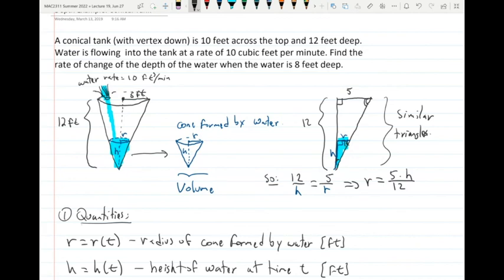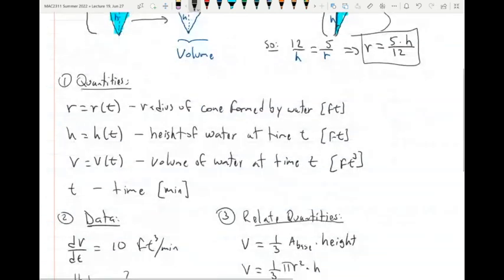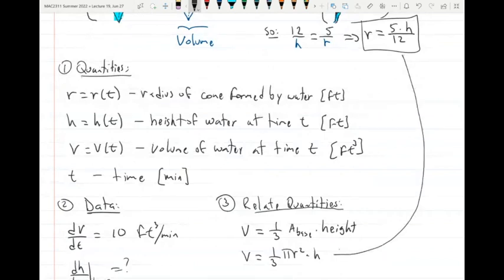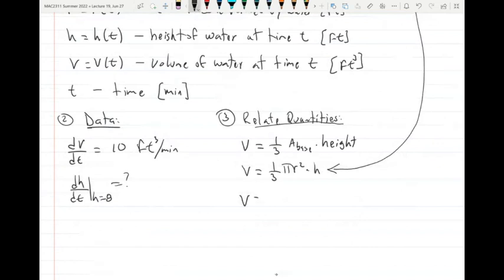So, for example, if you want to know what is r when h is 8, you put it here and then you compute. But I'm going to take advantage of this big expression and put it back here. Okay? Let's put it here because I want to get rid of the r in my main formula. Do you understand what I'm about to do? I'm going to get rid of the r. So we know that r is 5h over 12, so let's plug in.